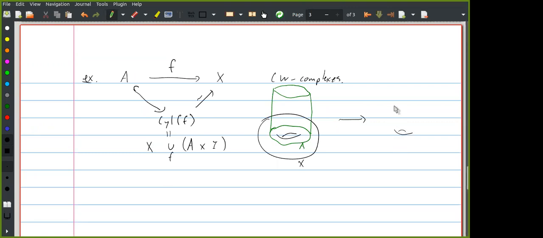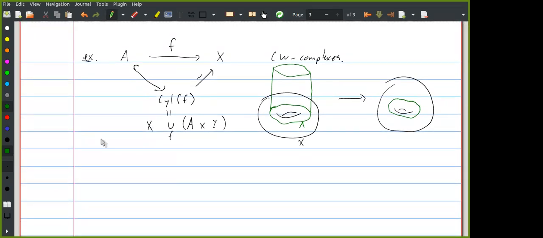Okay, I guess I've drawn an example where A is actually a subspace of X, but the same idea works even if this map A is not an inclusion of any kind. So the map from the mapping cylinder to X is a homotopy equivalence. And let's suppose that the map from A to X is already a CW inclusion, or at least already something that satisfies the homotopy extension property.